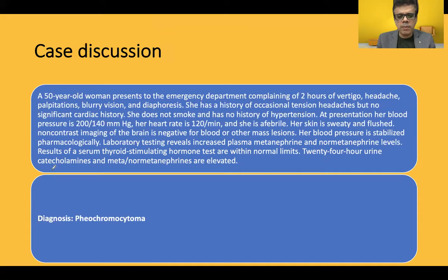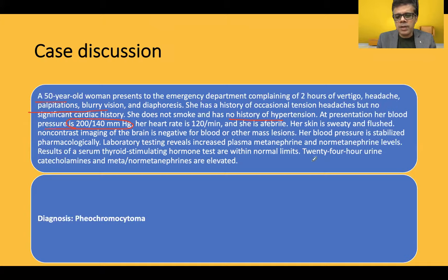24-hour urine catecholamines and/or normetanephrines are also elevated. So you see a 50-year-old with vertigo, headache, and palpitations. There is no history of hypertension, but there are palpitations, blurry vision, and diaphoresis. And the most important thing is that, though there is no history, there is a sudden increase in the blood pressure. So it's paroxysms of hypertension that are seen in the classical cases of pheochromocytoma, which is seen over here.